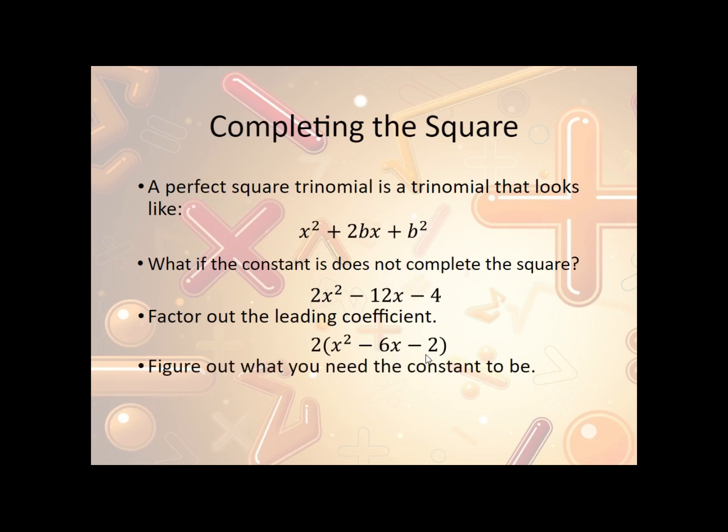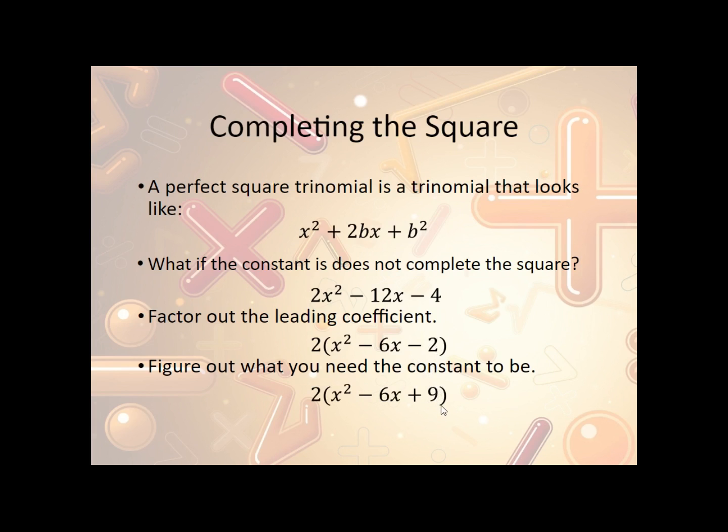Now we go through our steps like we did before. So we take negative 6 and divide it in half. Well, negative 6 divided by 2 is negative 3. We square that and we get 9. So that's what we need it to be. But instead we have negative 2.